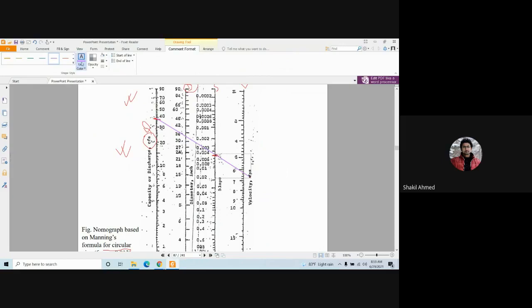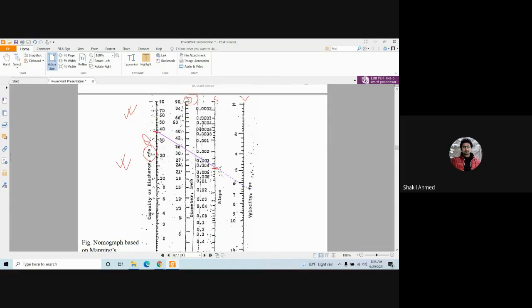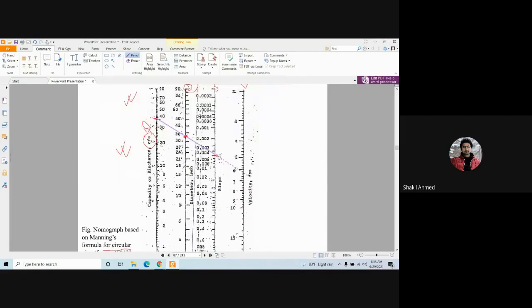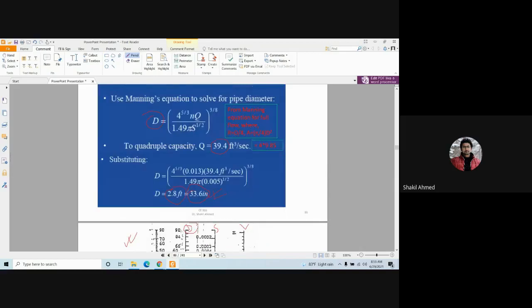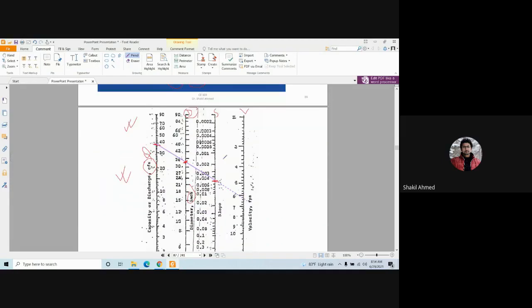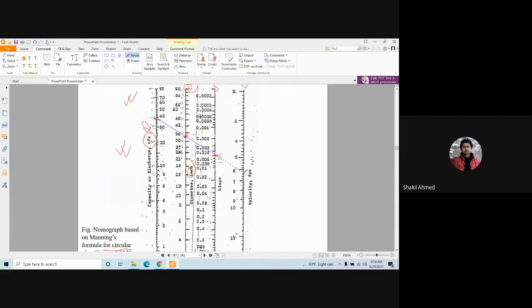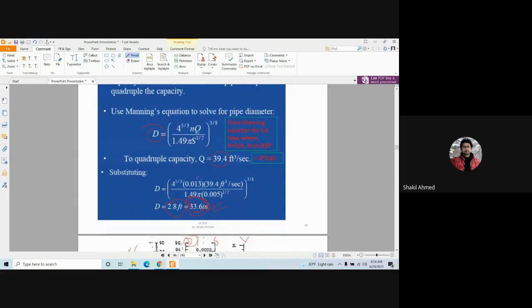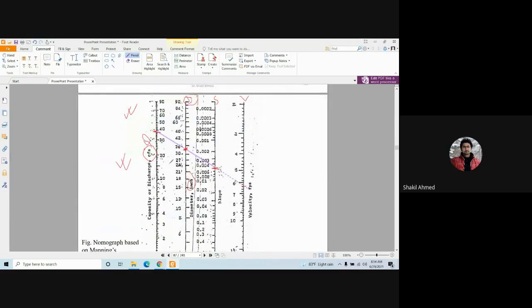Now you look at this line for D, where it has cut this line. What is this value, guys? 33 point something, am I right? Yes, sir. And what is the unit? Inch. So D equals 33 point something inch. Clear? Yes, sir. And velocity is what, guys? 6.3 or something. If you calculate, you'll get the velocity like this. Clear? Yes, sir. Okay.